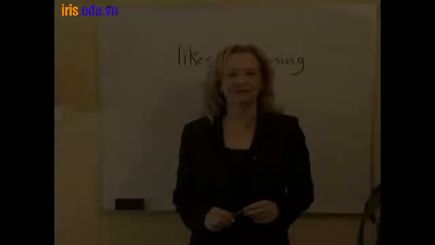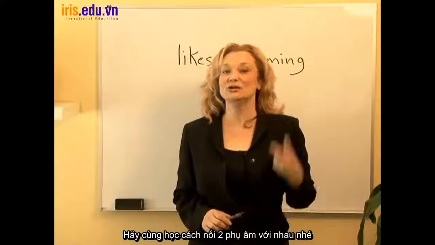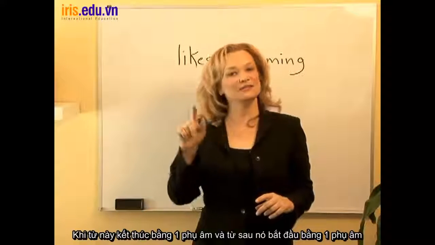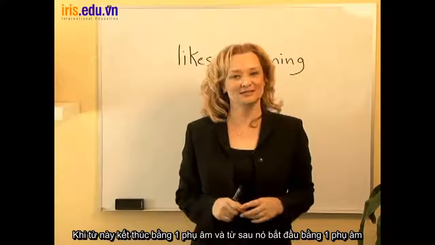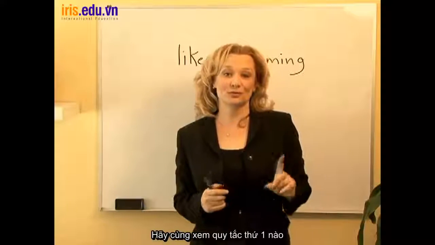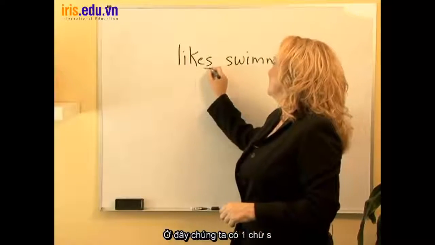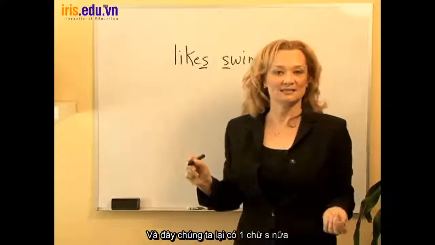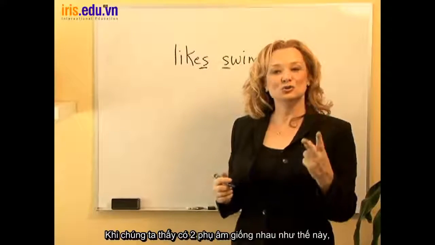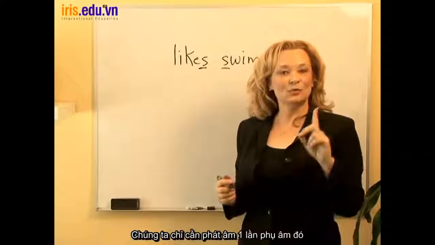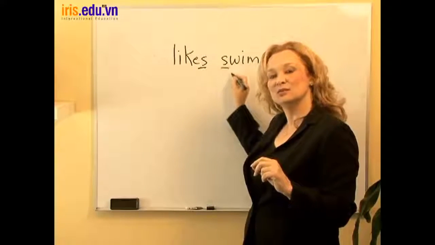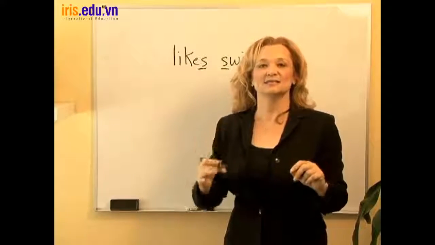Let's learn the rules of linking two consonants together, when one word ends in a consonant and the following word begins with a consonant. Let's look at the first rule. Here we have an S, likes, and here we have another S. When we have two same consonants, we only pronounce one. Likes swimming. We don't say he likes swimming.